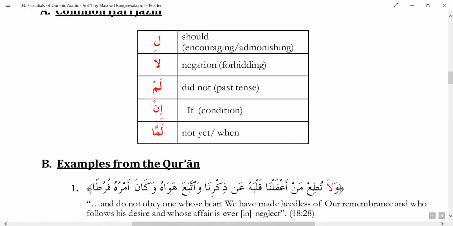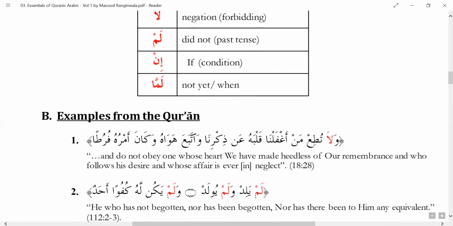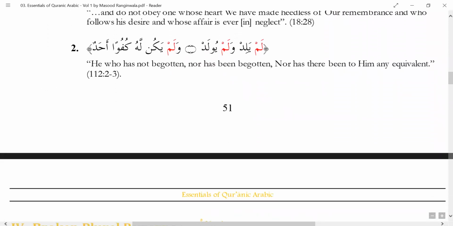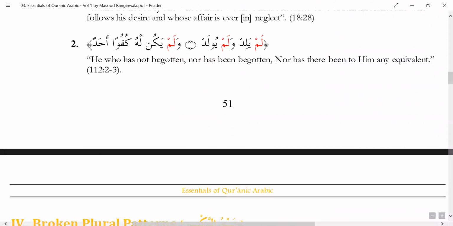So there is li, there is la, which is this one. ولا تطع, it's normal negation, forbidding something. Li is encouraging something to do something. Lam, we saw lan before in harf of nasb. Lam makes it sukoon and it's past tense, did not do something in the past tense. Then in is condition, if. In, lamma, not yet, when. So you will need one day, so tomorrow's day you can take, so that you can learn by heart the harf of nasb list, harf of jazm list, and their meanings as well.